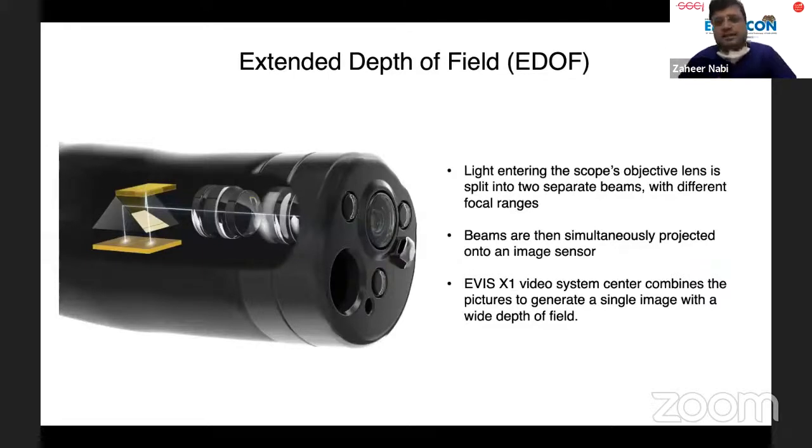So this is the last aspect that I'm going to discuss, and I'll again ask Dr. Raj. Extended depth of field. This is a very novel feature that is available with this new platform. What do you want to say regarding this mode, Dr. Raj, and how is it going to help the endoscopist in identification and delineation of lesions?